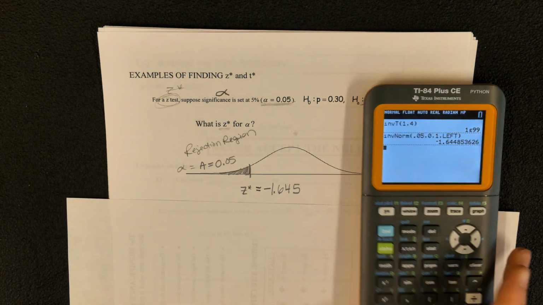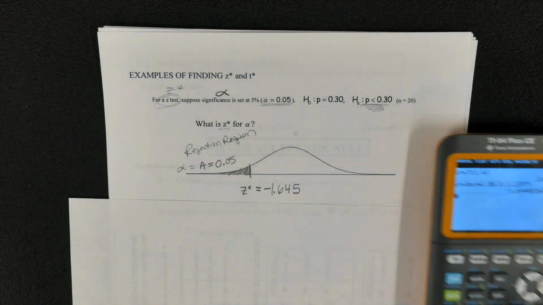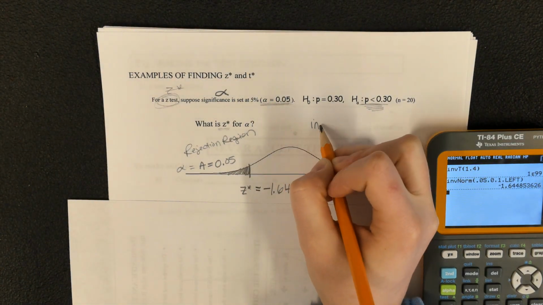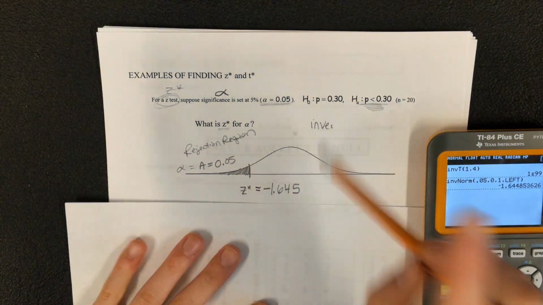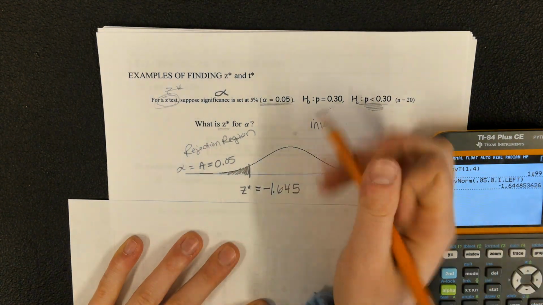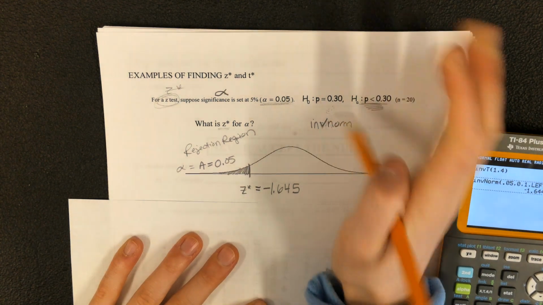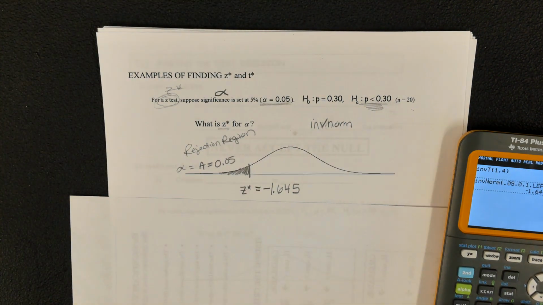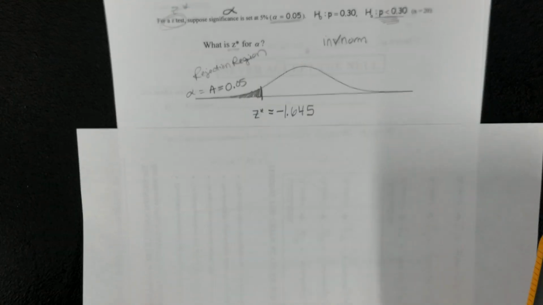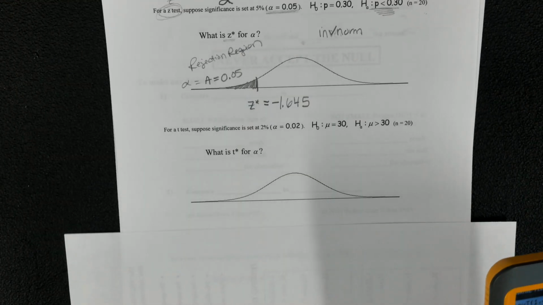Gorgeous, gorgeous, gorgeous. Okay, again, if you want to type in what you did, you went to inverse norm. Struggle is kind of real today. Hopefully it's not for you. Okay, well, let's keep going. Skirt, skirt. Let's try this one out.